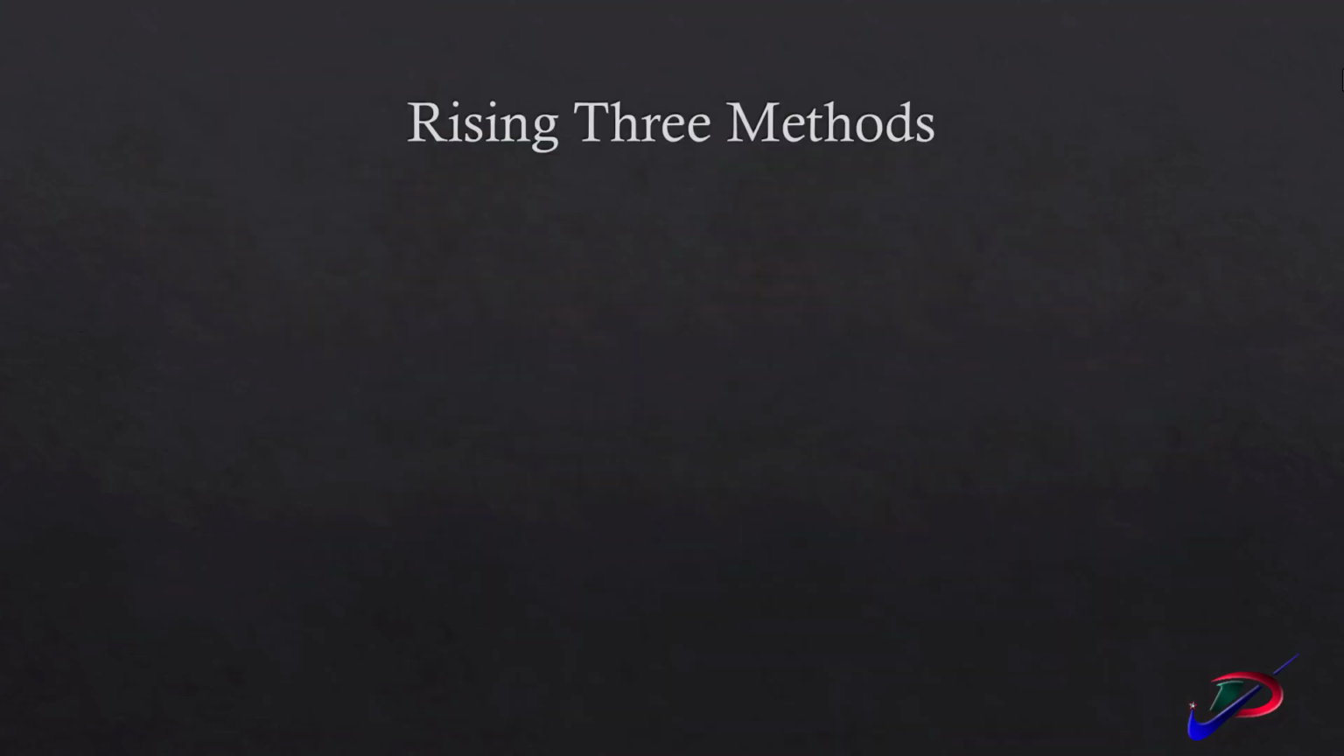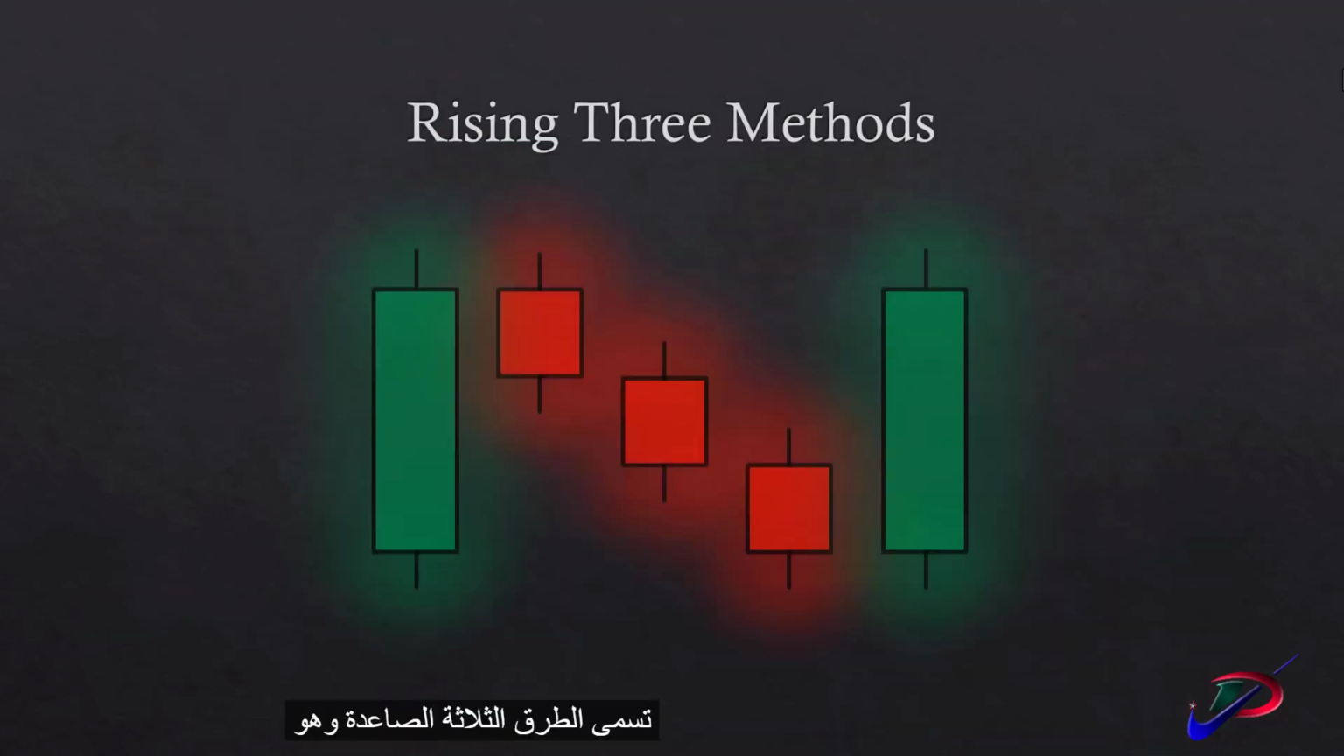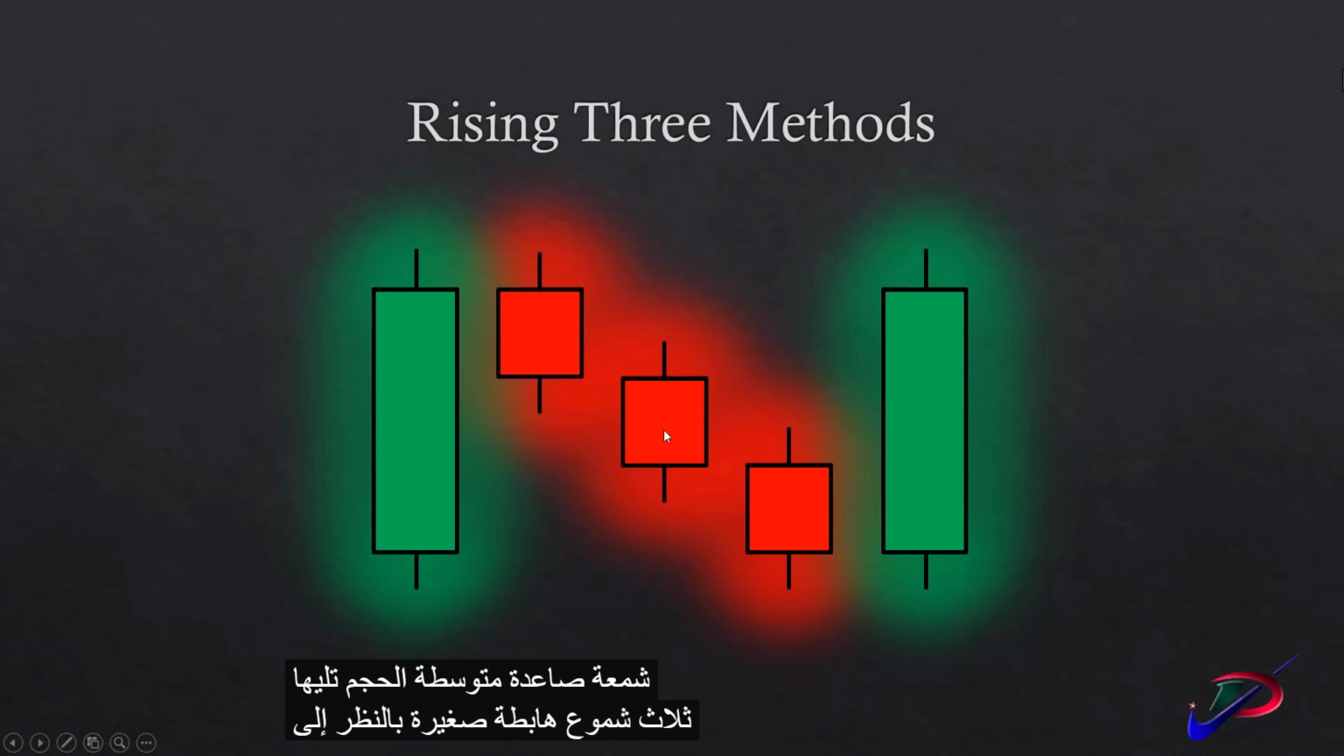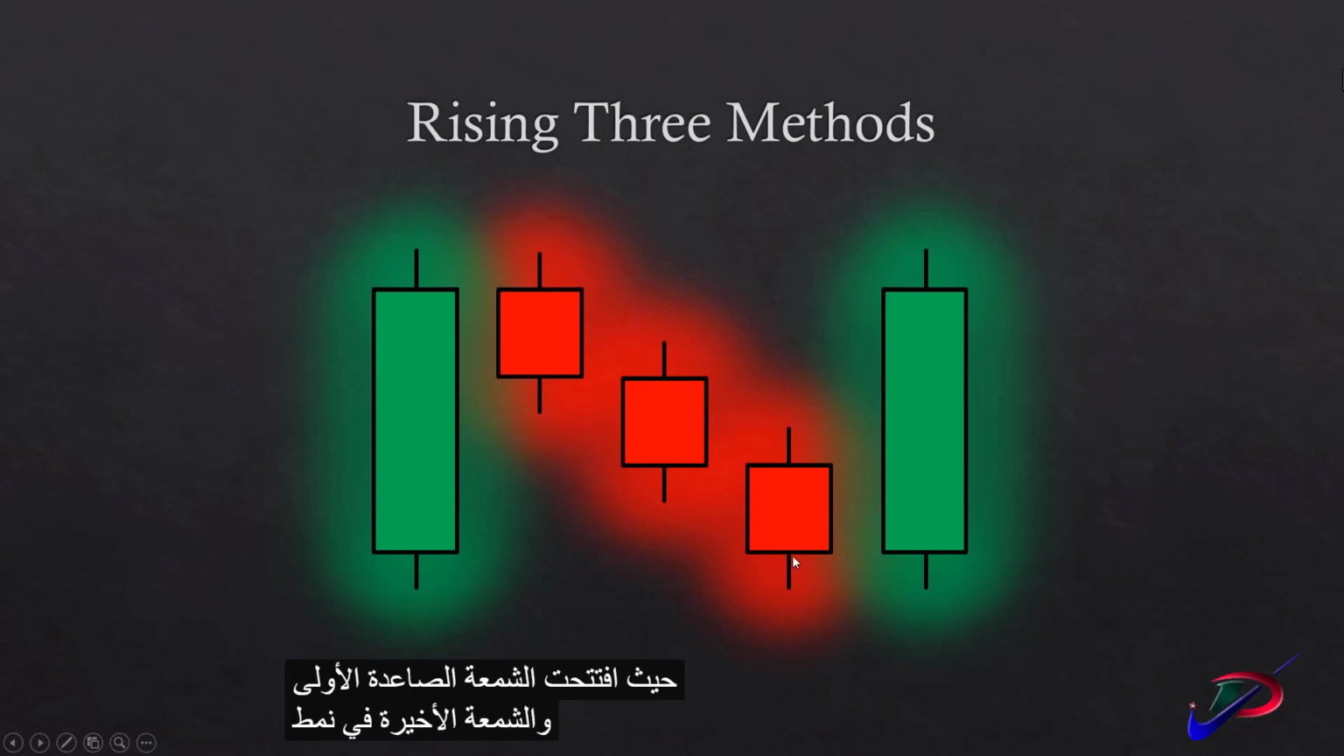The first pattern is called Rising 3 Methods, which is a bullish continuation pattern formed by 1 medium-sized bullish candle, followed by 3 small bearish candles given that the third bearish candle closes where the first bullish candle opened. The last candlestick in the pattern is formed by a medium-sized bullish candle like the first candlestick in the pattern.